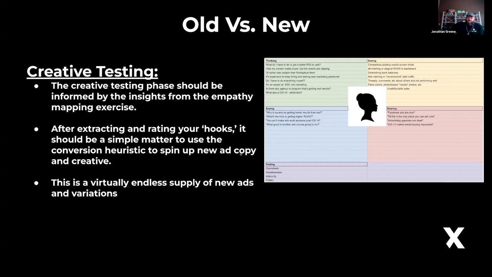So if you go through the process that we covered in week 2, you're going to go through that empathy map. You're going to generate ideas based on what is your ideal prospect seeing? What are they saying? What are they hearing? What are they feeling?